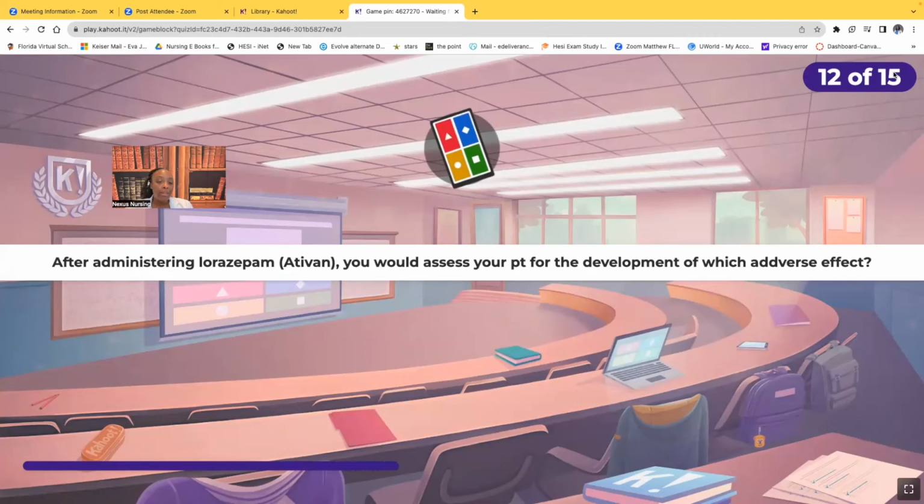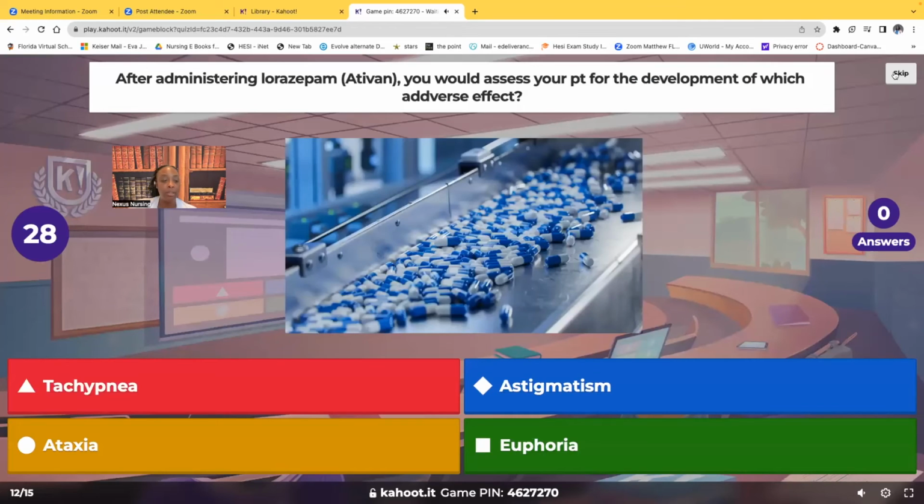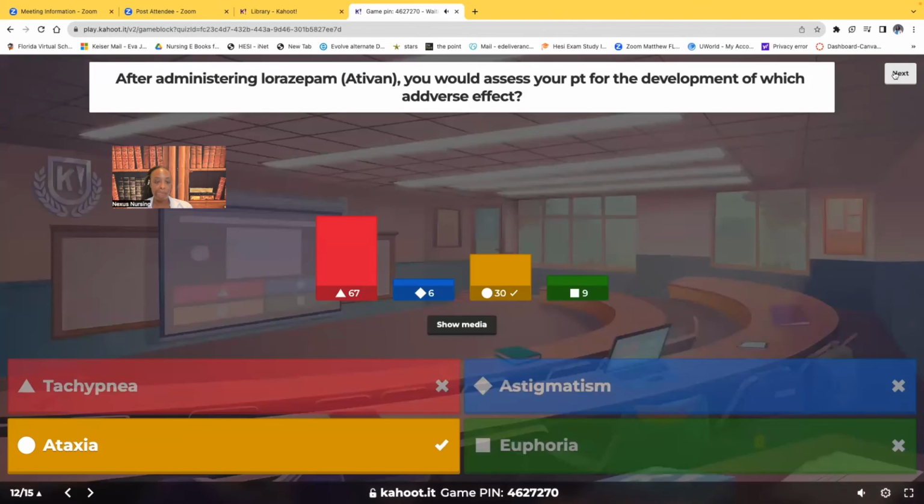After administering lorazepam, Ativan, you would assess your patient for the development of which adverse effect? Tachypnea, astigmatism, ataxia, or euphoria? What do you guys think? Okay. And only 30 of you guys chose ataxia.